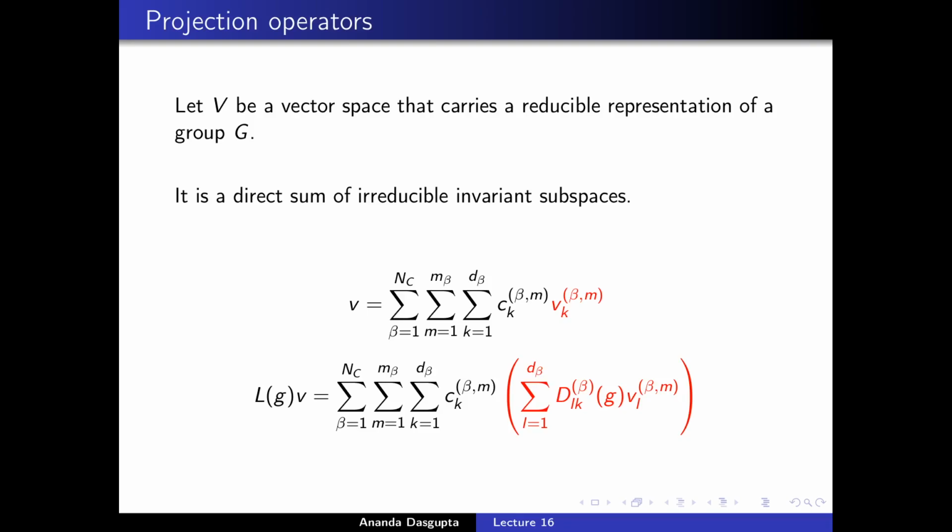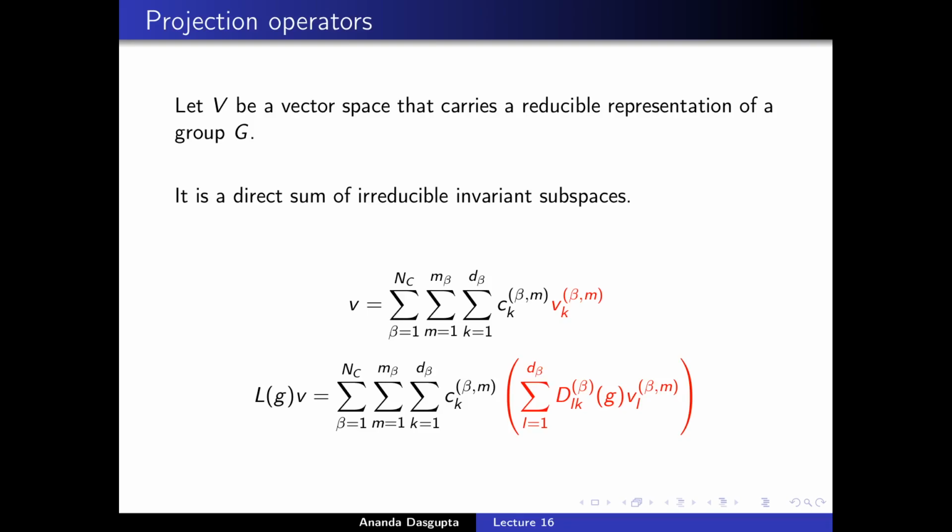All we are saying is that the beta representation is an invariant one. So when you apply Lg on a vector in that representation, you are only going to get a linear combination of all the basis vectors belonging to that particular representation, and only that particular representation. And the coefficients, of course, are our familiar coefficients d beta lk of g of the beta irreducible matrix representation.